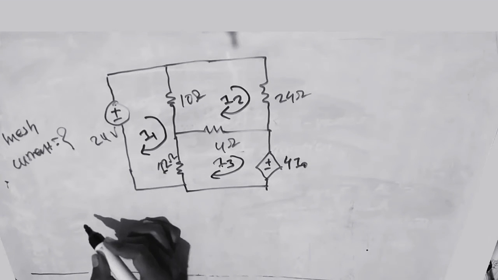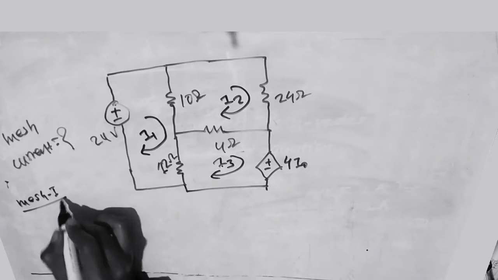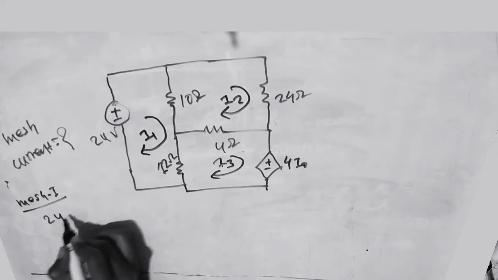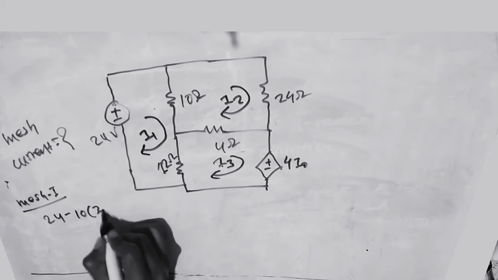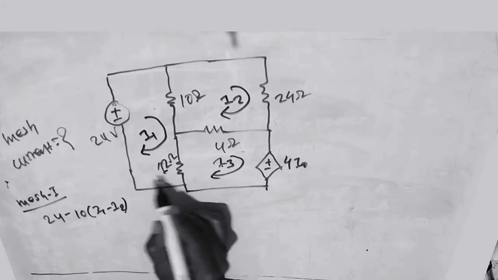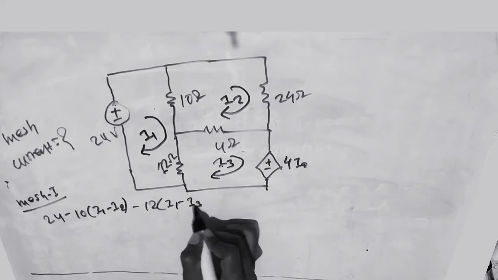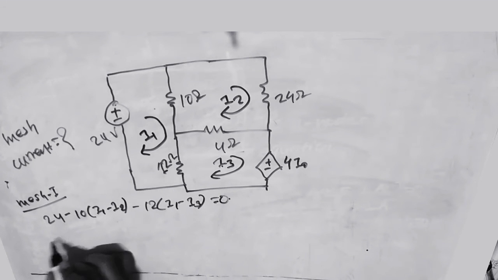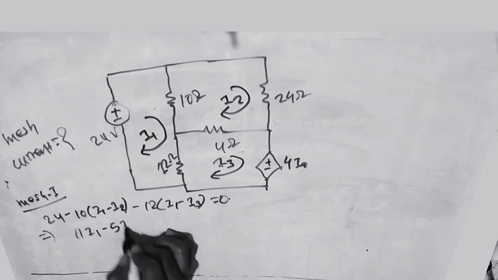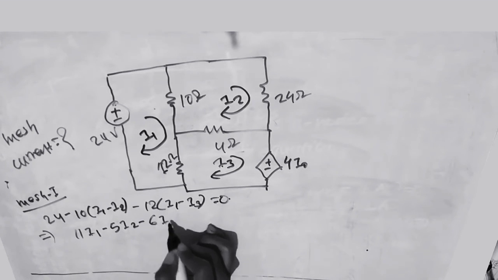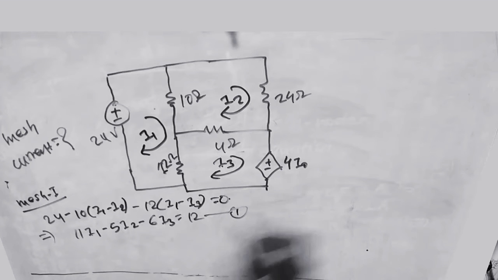Applying KVL to mesh first, we can write 24 minus, and here 10 is common to mesh first and mesh second, so minus 10 into (I1 minus I2), and again 12 is common to both mesh first and mesh third, so minus 12 into (I1 minus I3) equals 0. On simplification we can write 11 I1 minus 5 I2 minus 6 I3 equals 12. This is equation first.